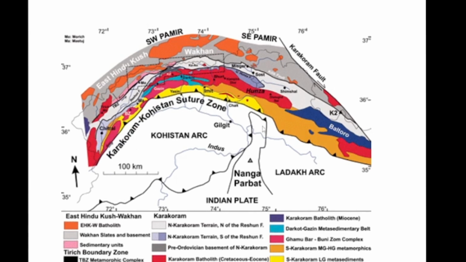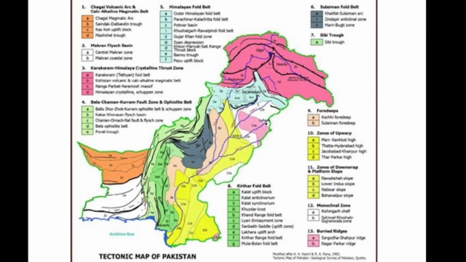So you can see the Nanga Parbat, this is the MMT, and then MKT. These are the active zones, actually, from north to south. You can see here the black lines, the black thrust faults. These are the active zones from the north to south.